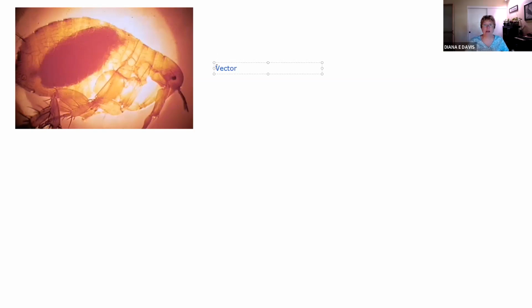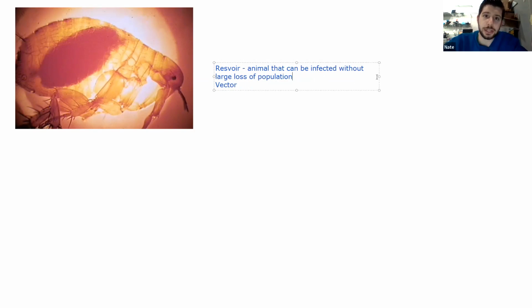Reservoir refers to an animal that can be infected without a large loss of population. So a species that can survive having this infection and they can maintain that disease in their population. Nate, go ahead. So they're like the ideal host, like ideal carriers in a sense. Yeah, we can call them carriers. Absolutely.